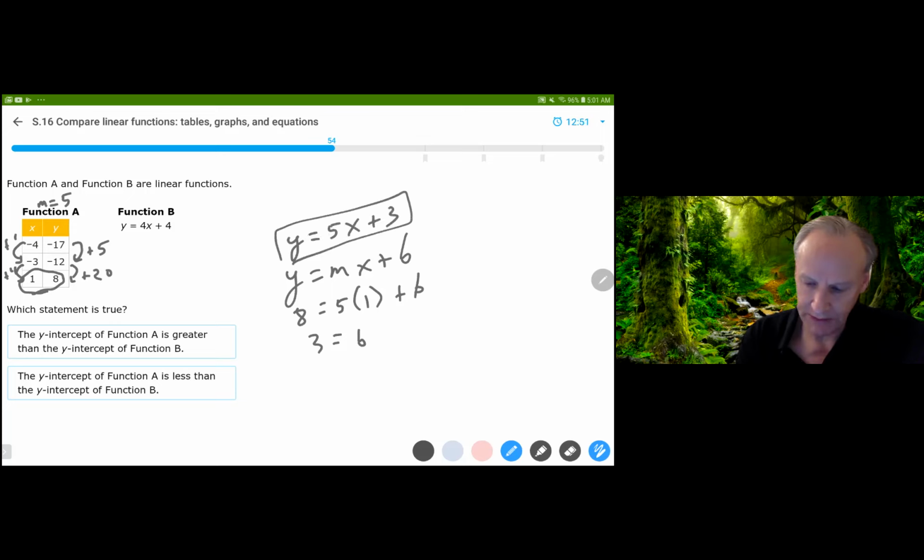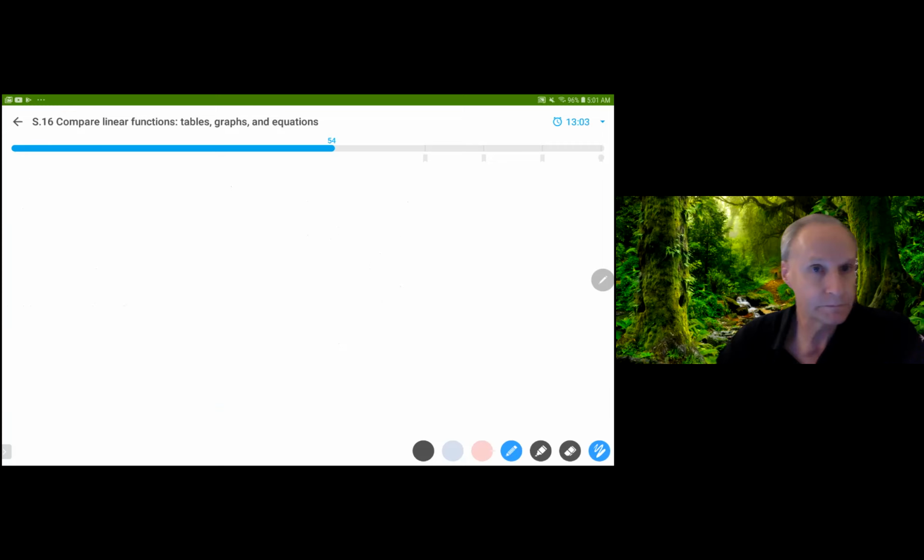This is function A. I'll label it. There we go. And we want to compare the y-intercept values. This one is 3, B is 4, so function A is less than function B.